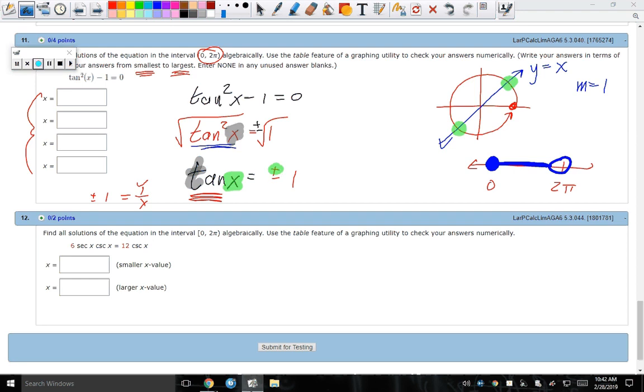And then the other sets of answers are at y is equal to negative x, which is a negative 1 slope. Remember, tangent is slope. And those are going to occur, anyone, where are these occurring at? 3 pi over 4 and 7 pi over 4. So just do it from smallest to largest. So you'll put pi over 4, 3 pi over 4, 5 pi over 4, and 7 pi over 4, and be done.